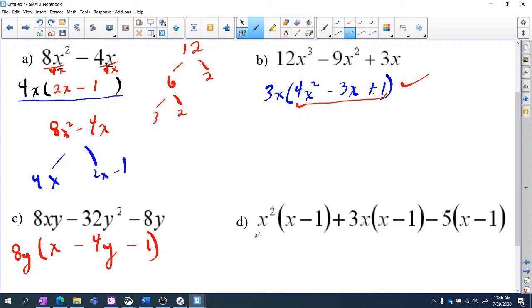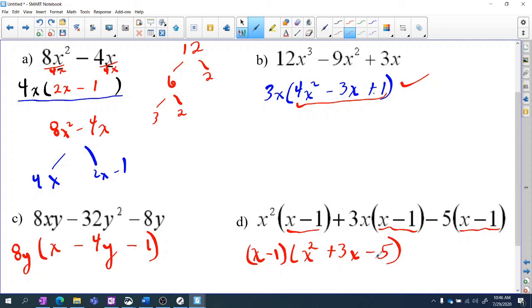This is an example to show you that your greatest common factor can also be a multi-termed expression. In all of these, our GCF was a monomial. But if you look at this one more carefully, you'll see there's an x subtract 1, an x subtract 1, and an x subtract 1 in each of the three terms. So in this case, the greatest common factor is a binomial, x subtract 1. And now if you divide each of these by x minus 1, you'll be left with x squared plus 3x subtract 5. I'll check this to see if it factors any further.